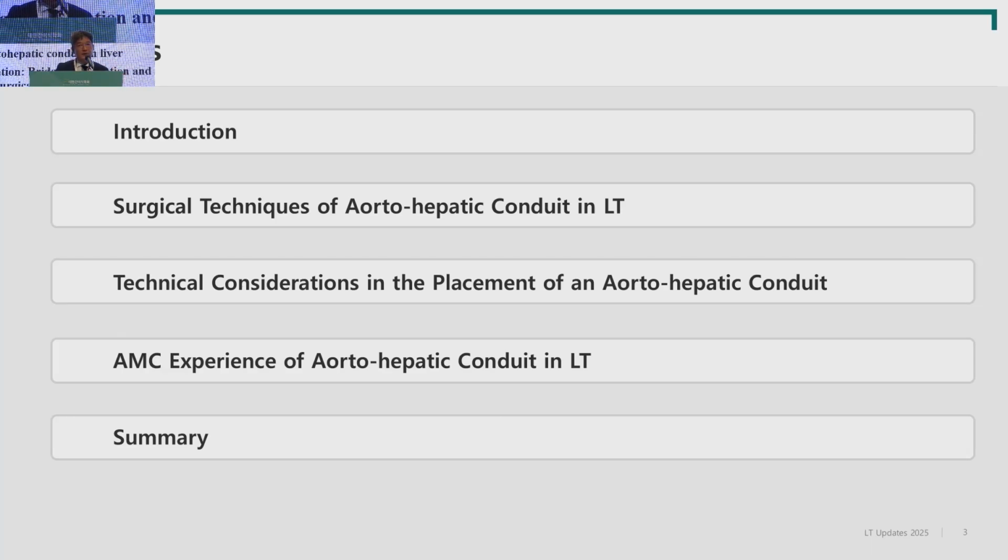As I am a vascular surgeon and not an expert in liver transplantation, all decisions related to the overall transplantation process, including indications, type of arterialization, and post-op management, are made by transplant surgeons. Therefore, I will only talk about the technical aspects of the aortohepatic conduit placement during liver transplantation.